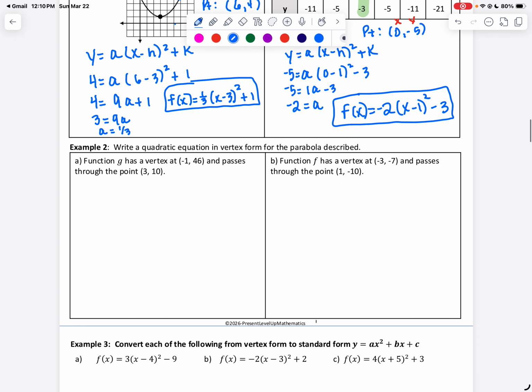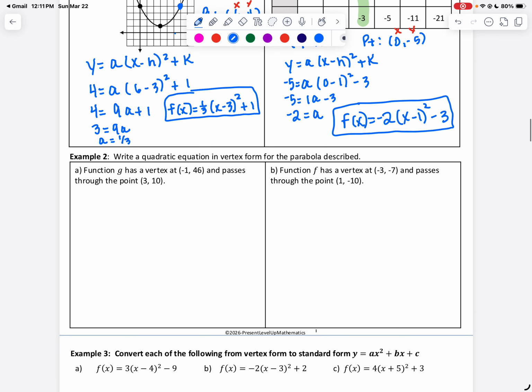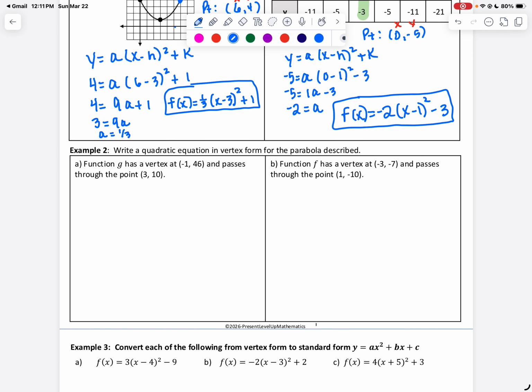All right, example 2. Write a quadratic equation in vertex form for the parabola described. In problem A, it says function g has a vertex of -1, 46. So that's our h and our k. It also passes through the point 3, 10. So that's our x and our y. All right, so we'll write down our formula that we're going to use. y equals a times (x minus h) squared plus k.